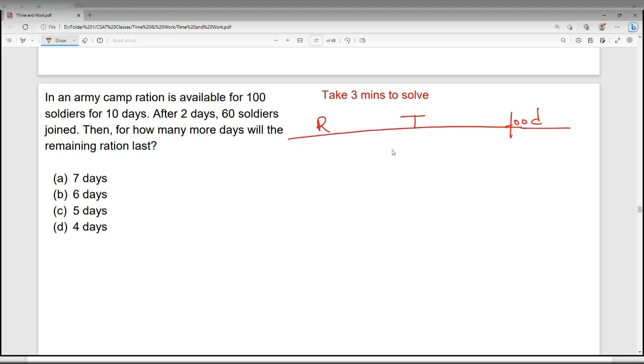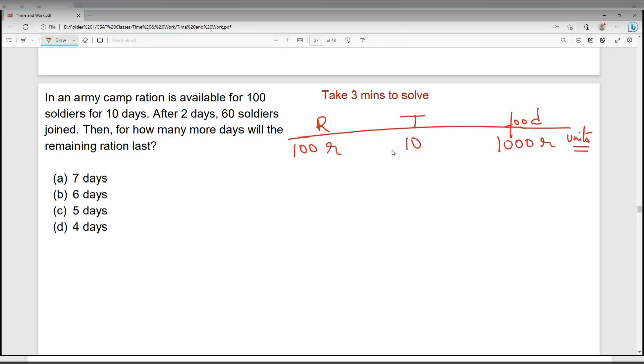And what they're saying is an army camp has ration that is available for 100 soldiers. So let the rate of eating of one soldier be R. Then they are saying there are 100 soldiers, and the food is there for 10 days. The total food, then we can multiply these two, and we can say that we have 1000 R units of food. Let this be any units of food.